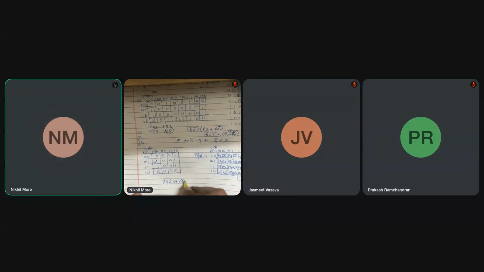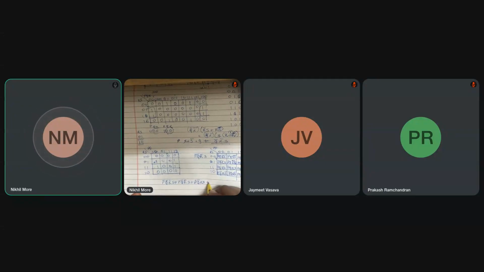P Q bar R bar S plus, if you consider this term, it is P bar Q bar R S, plus the next cell with the value 1 is this cell, which is like 1011, or we can say P Q bar R S. So this is the given equation.